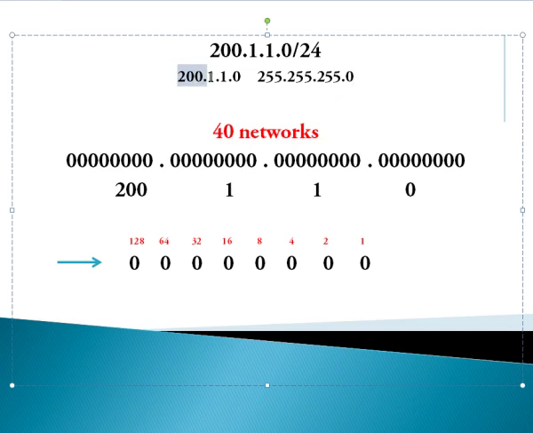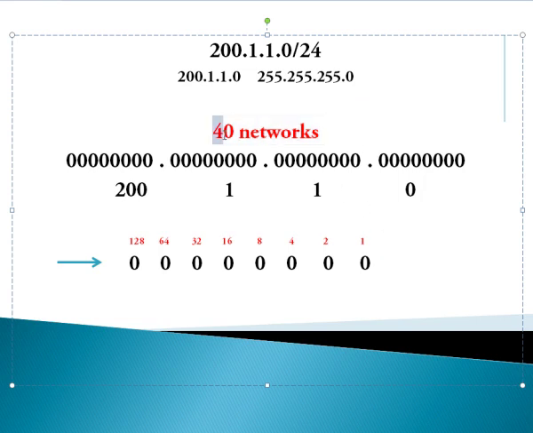By the way, this is the IP address, and this is the subnet mask for the IP address. This is /24. We got our 32 bits here: the first octet, second octet, third octet, and the fourth octet. We can only change the fourth octet to create our networks. So how many bits do we need to take from the fourth octet to create 40 networks?